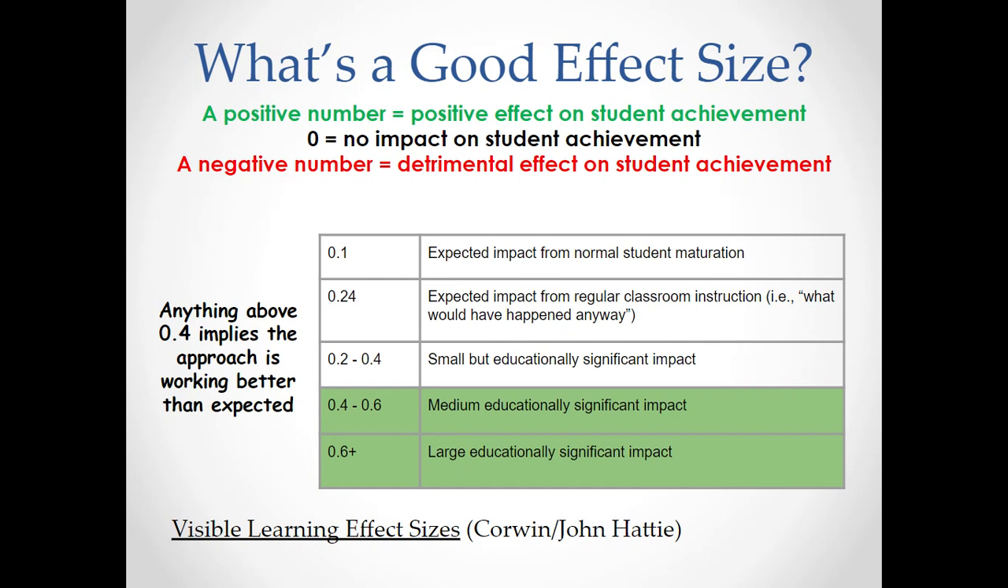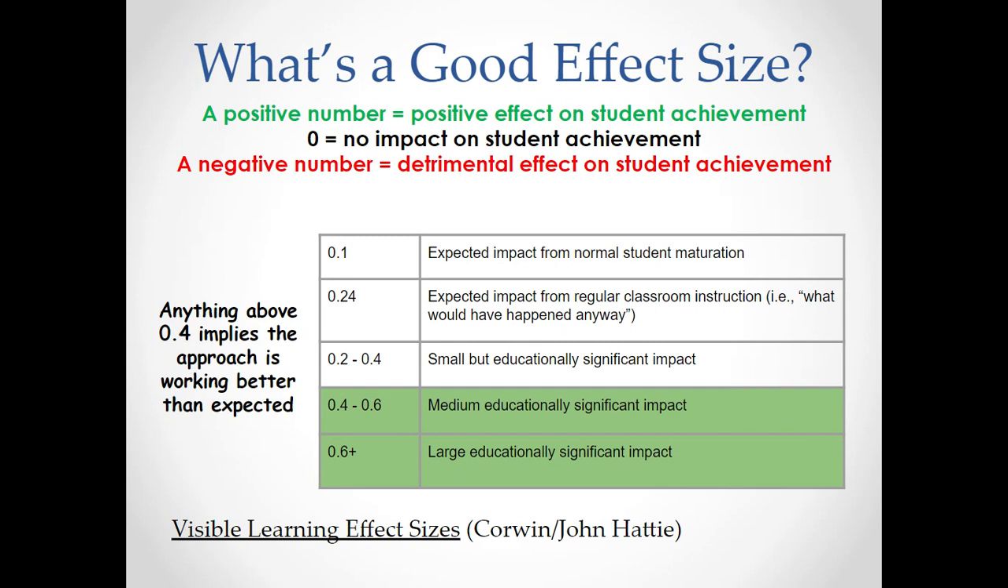John Hattie. But in education, an effect size of 0.1 simply means that's what we expect students who are just normally maturing to have anyway. A 0.24 is the impact that they're going to have from just sitting through regular classroom instruction. So basically, it's the what would have happened anyway if they're going to school. All right. So effect sizes of 0.1, 0.2 are a positive impact, but they're the impact that you would probably experience anyway through normal student maturation and regular classroom instruction. So we want to look at things that are higher than that.